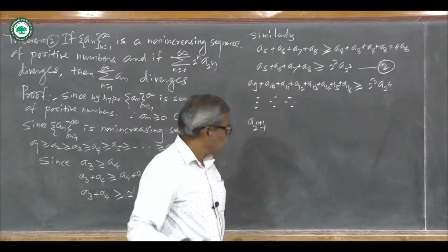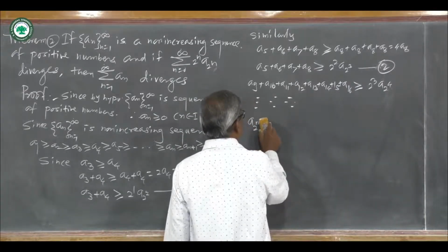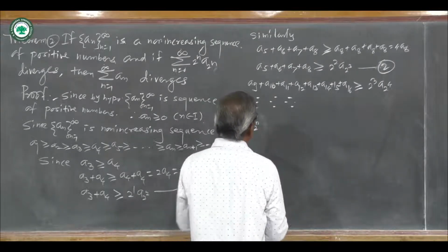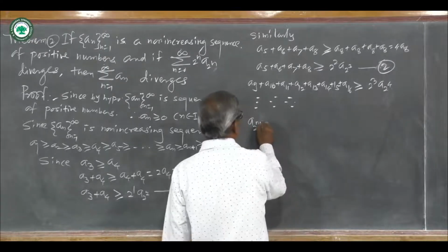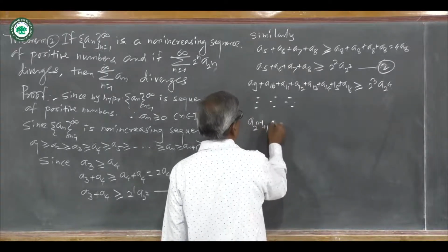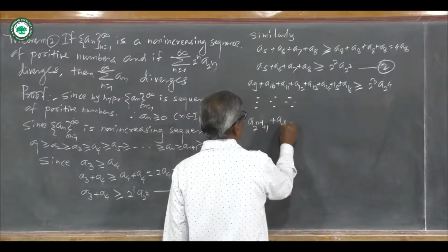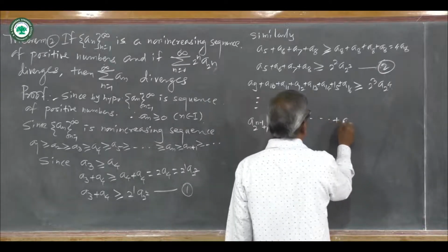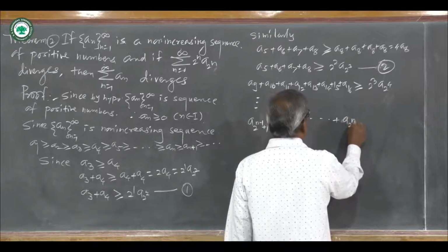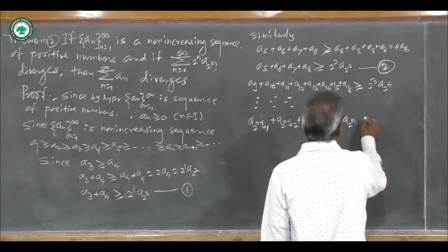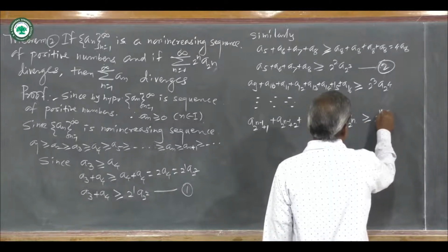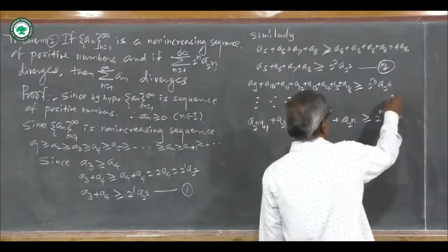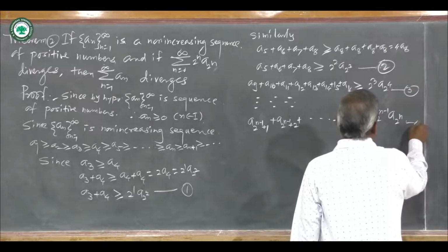2 raised to 2 to the power n minus 1 plus 1, plus A suffix 2 raised to n minus 1 plus 2, plus and so on, plus A suffix 2 to the power n is greater than or equal to 2 raised to n minus 1 into A suffix 2 raised to n. This is 3, this is 4.